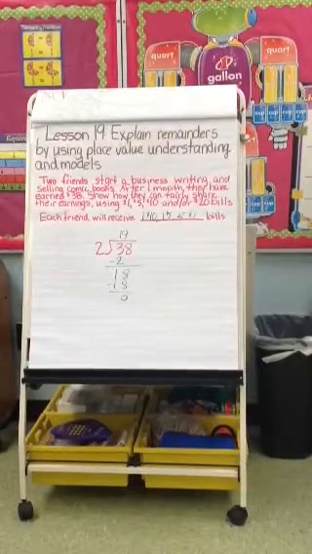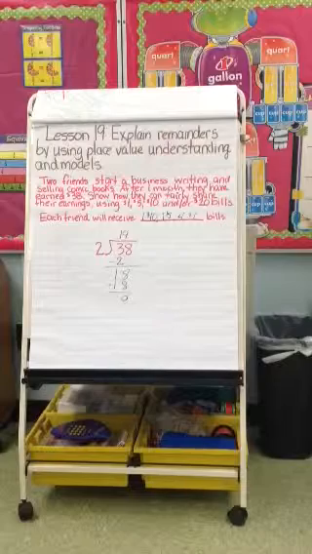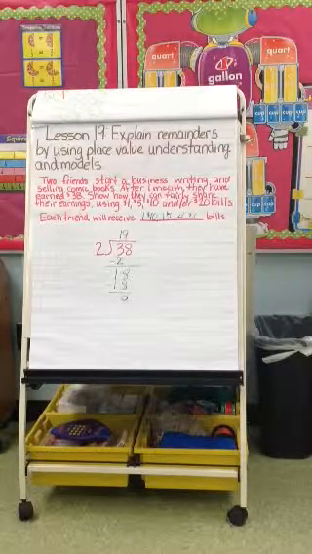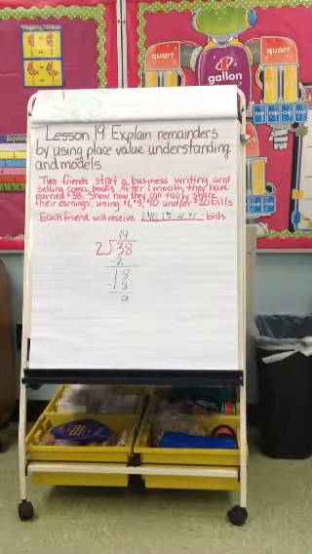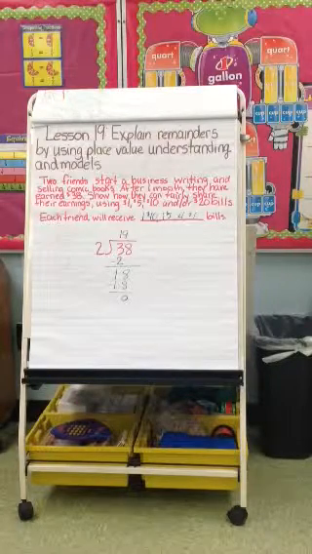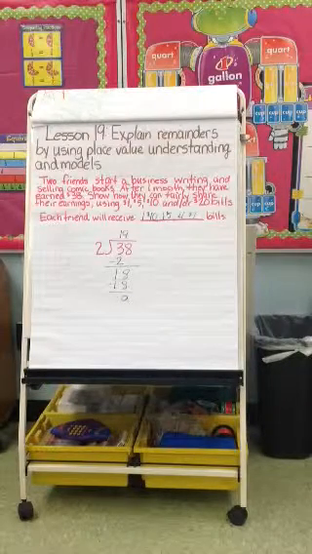Okay, boys and girls, today we're going to complete lesson 19, explain remainders by using place value understanding and models. Let's look at our application problem. Two friends start a business writing and selling comic books. After 1 month, they've earned $38. Show how they can fairly share their earnings using $1 bills, $5 bills, $10 bills, and/or $20 bills.